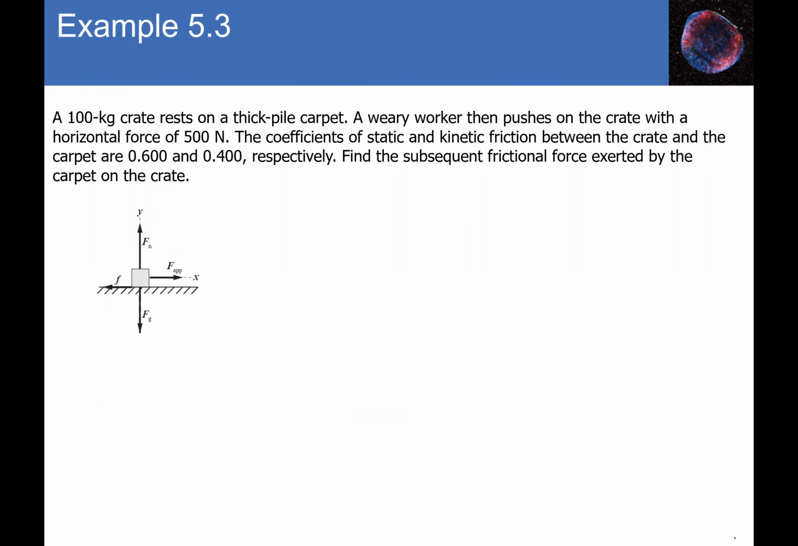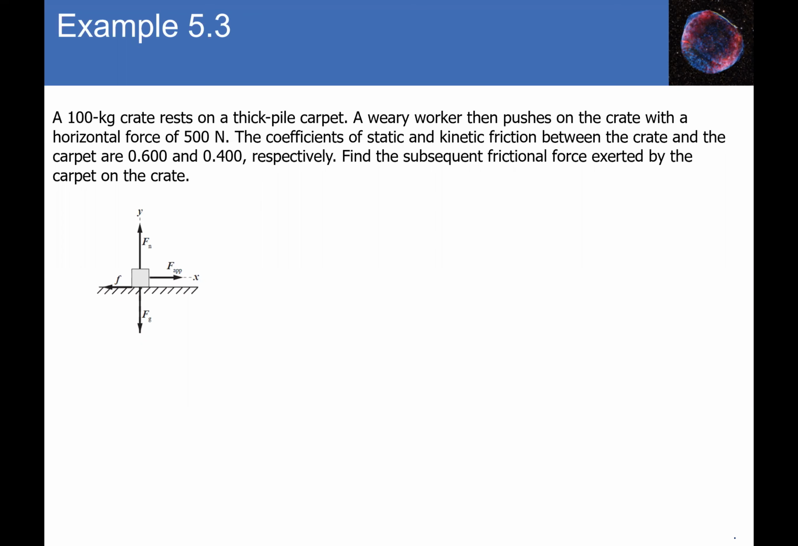A 100-kilogram crate rests on a thick pile carpet. A weary worker then pushes on the crate with a horizontal force of 500 Newtons. The coefficients of static and kinetic friction between the crate and the carpet are 0.6 and 0.4 respectively. Notice that static friction for the same surface is always higher. Find the friction force exerted by the carpet on the crate. Again, we're asked to find the static friction. Here's what we have.